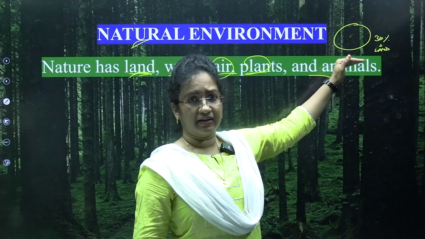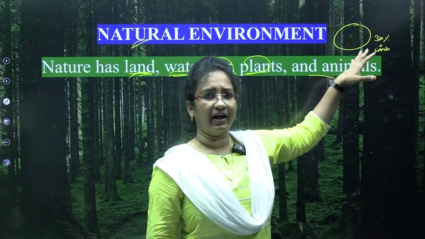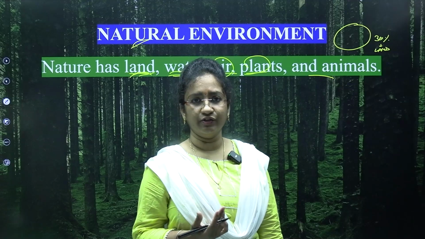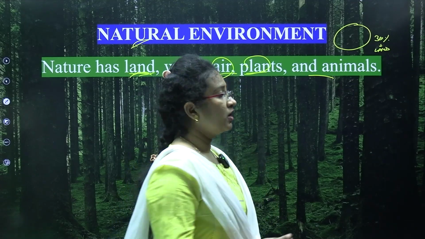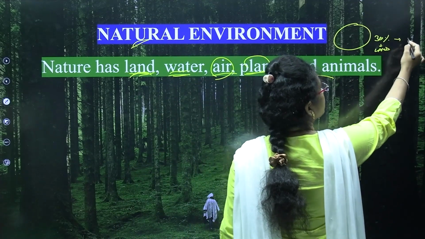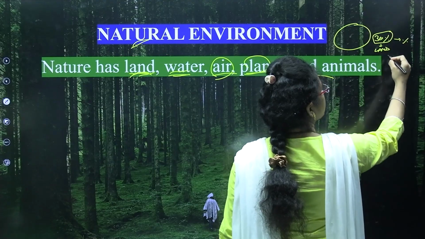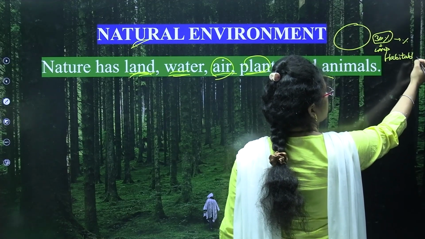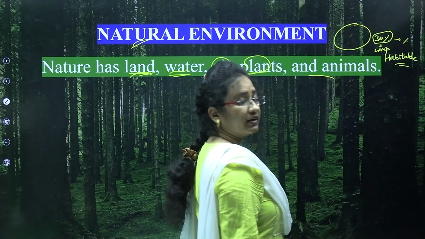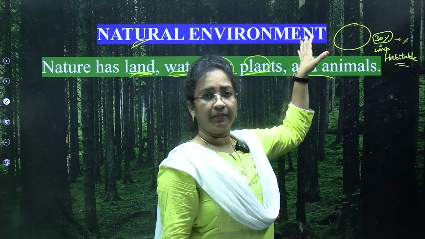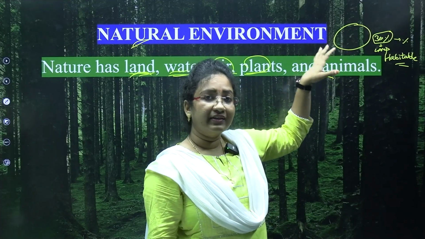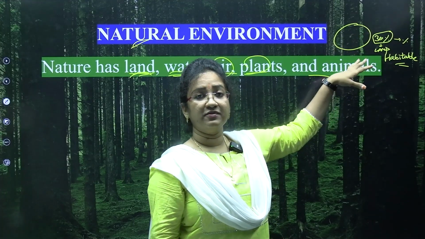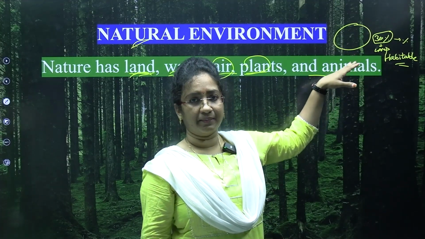And within this 30%, is this entire 30% habitable? That means, can we live on this 30%? Is it conducive to live? No, it is not. Only a small percentage of this 30% of the land is habitable. So the remaining land is not habitable. Only 30% of the earth's surface is land, and within that only a small percentage of it is habitable. That means we have a very limited and finite amount of land.